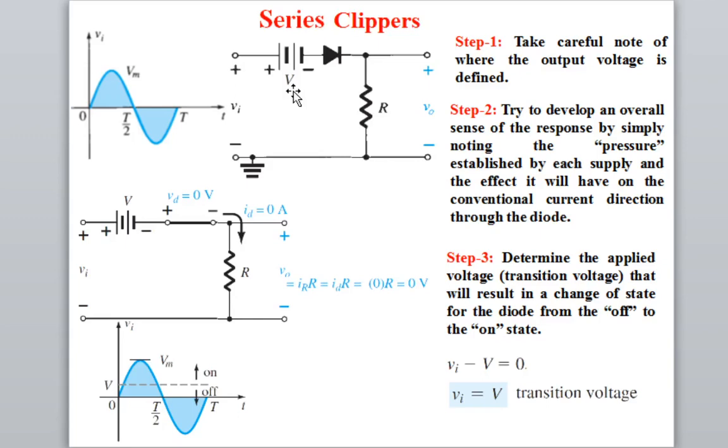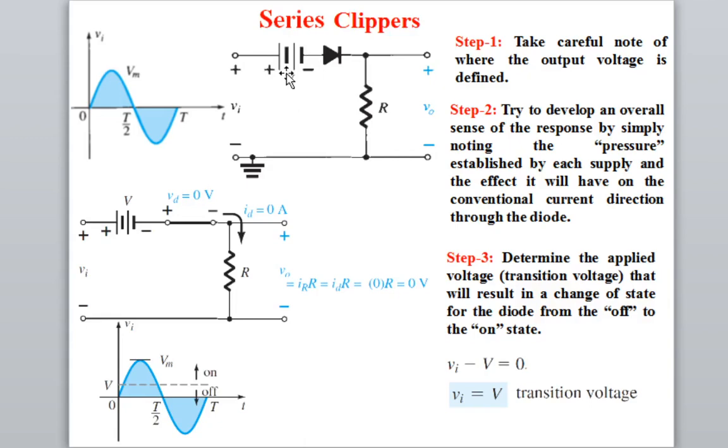You have to note this thing down. So in general, for this given network, we can conclude that the diode will be on for any voltage. Please note down. Again I am saying, we can conclude that the diode will be on for any voltage Vi that is greater than V volt, and will be in off state for any voltage less than this V volt.